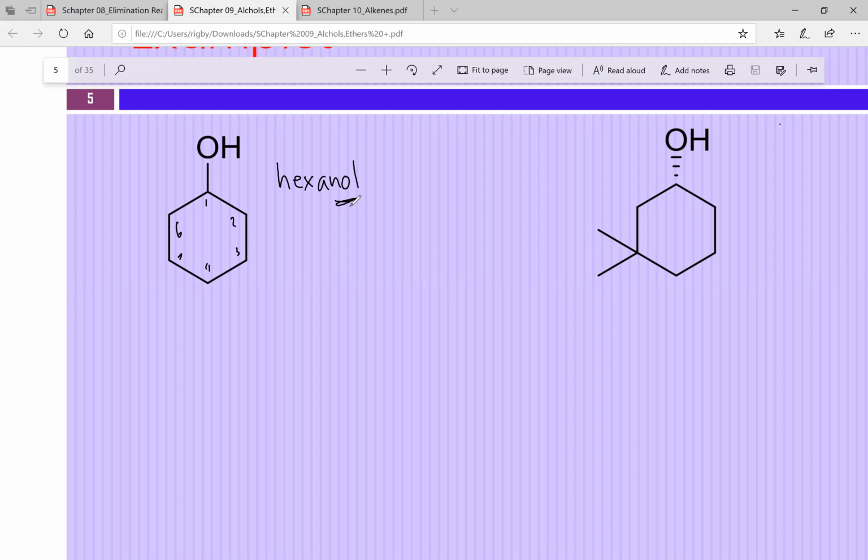If you're in a linear compound like this guy, you cannot drop the 1. Because if I just said this was pentanol, that does not tell me where the OH is. Because we can number this either 1, 2, 3, 4, 5, or 1, 2, 3, 4, 5. We can't make any carbon that we want 1 like we can with cyclos, which is why sometimes you'll see the 1 all dropped when we're talking about cyclos.